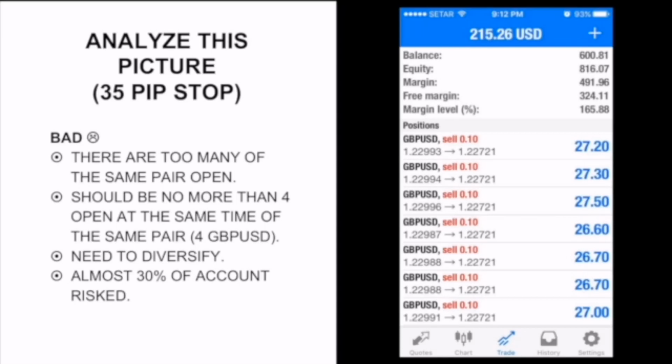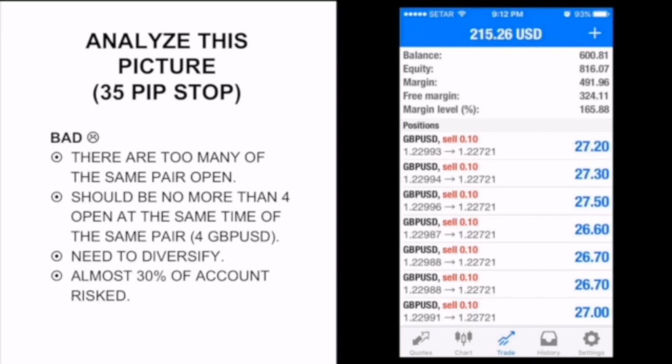The bad thing is there are too many of the same pair open, all right? If you're going to open up several pairs, then don't go over 4. 4 is actually kind of excessive unless you actually have a strategy. 2 is great. 3 is okay as long as you have a strategy. But 4, and after that, you're just excessive. All right? There should be no more than 4 open at the same time. I already said that.